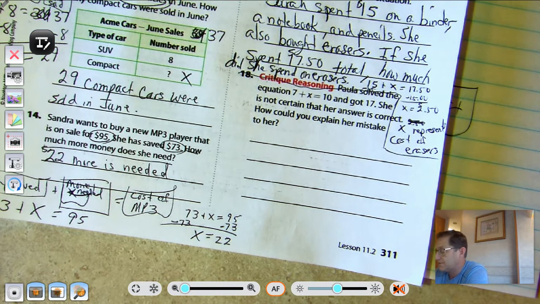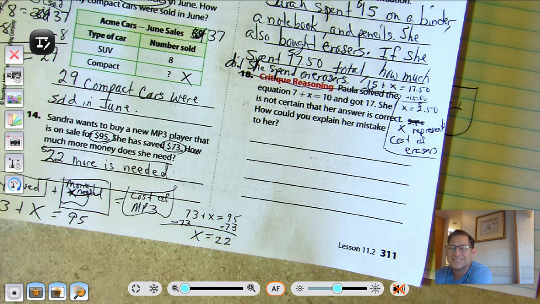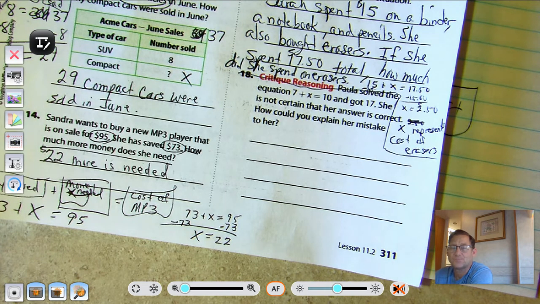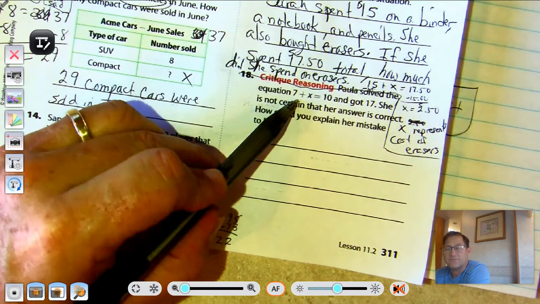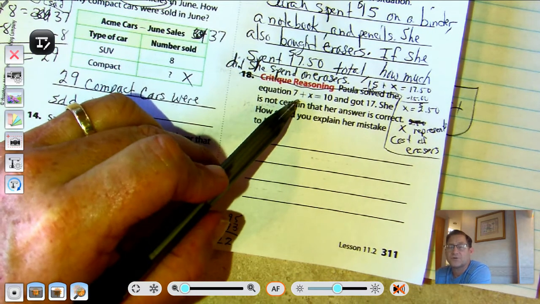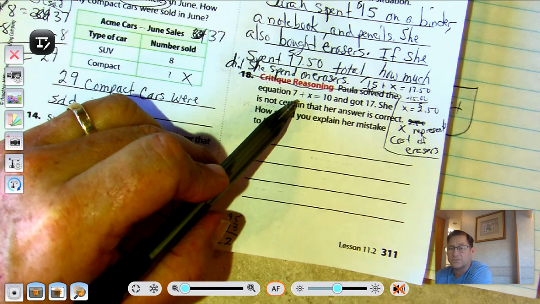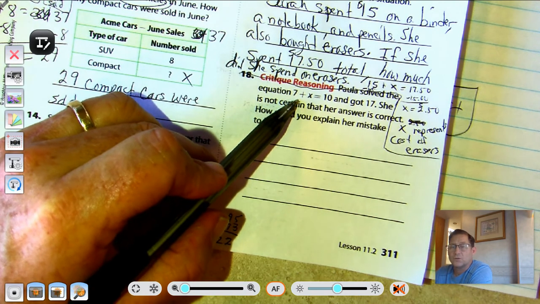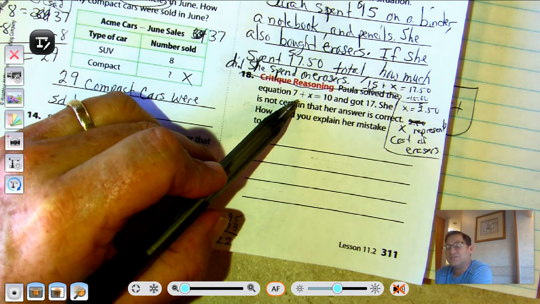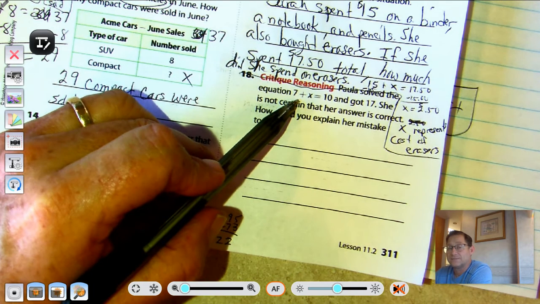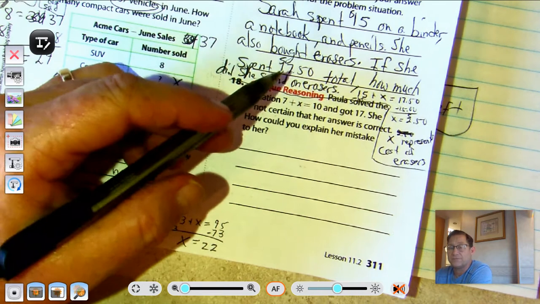Right, number 18. Paula solved the equation 7 plus x equals 10 and got 17. She's not certain that her answer is correct. How could you explain her mistake to her? Well, since this is addition on this side with the variable, she has to subtract 7 from 10. She has to subtract 7 from both sides. So the only way to get 17 is if she added 7. But adding 7 to both sides, she wouldn't get x by itself.